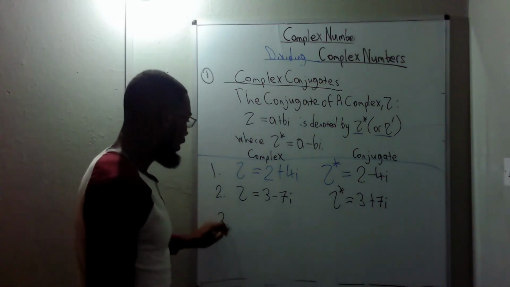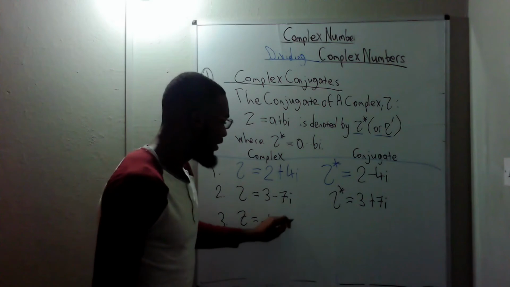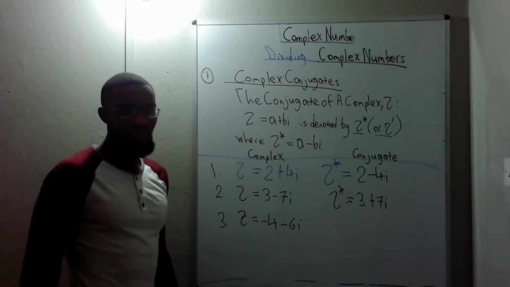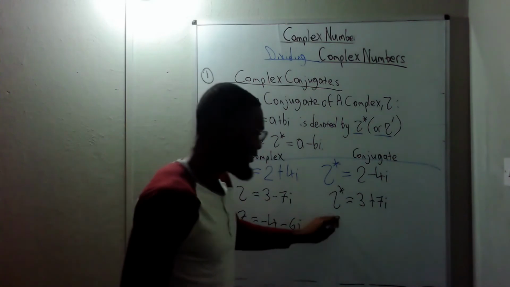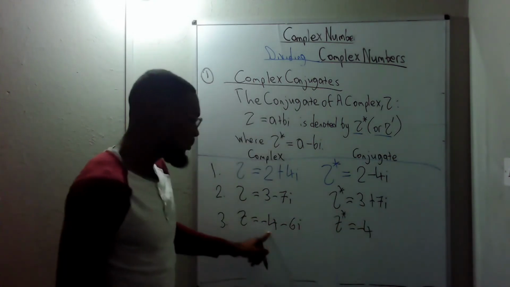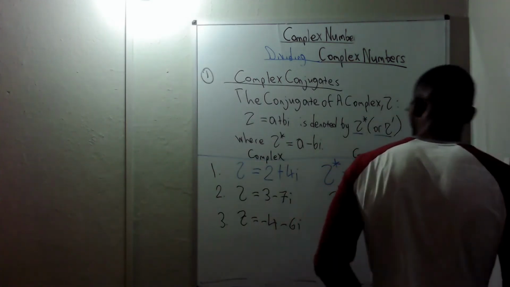Let's try a couple more. Let's say they gave you z is minus 4 minus 6i. What would be the conjugate? So if you said this, z star would then be minus 4, put back the real part, then just put plus 6i. That would be the conjugate.